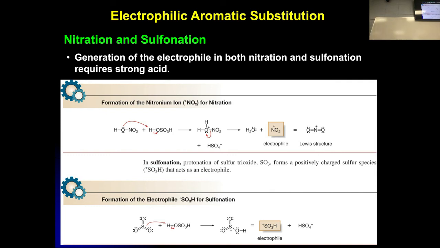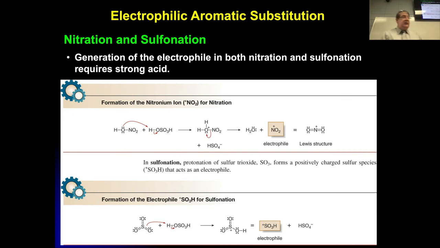Sulfonation is actually a pretty easy mechanism. SO3 is a gas, you bubble it through sulfuric acid. The pi bond of the sulfur-oxygen bond picks up a proton, and you end up with SO3H plus. Sulfur being positively charged, it's the electrophile. Okay? Now we have a general electrophile, we can do the chemistry that we want to do. Okay?